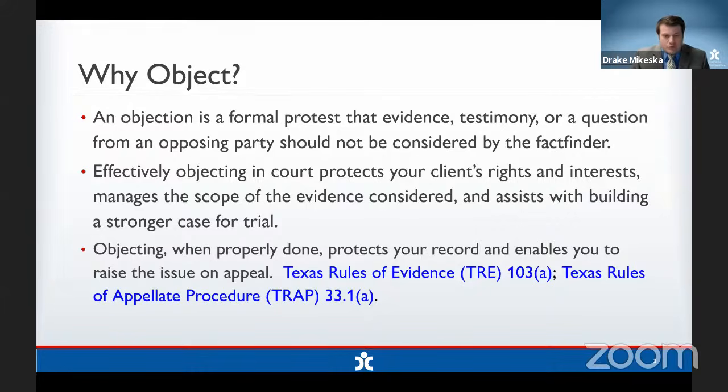And number two, if evidence is improperly admitted, then you're going to be able to preserve that issue on appeal under the Texas Rules of Appellate Procedure, and making sure that you're protecting that record in a lot of these cases becomes vitally important.